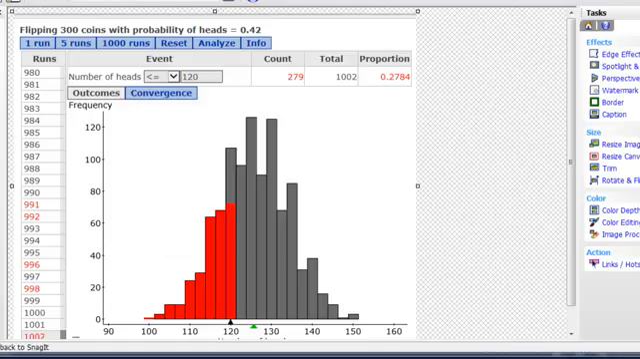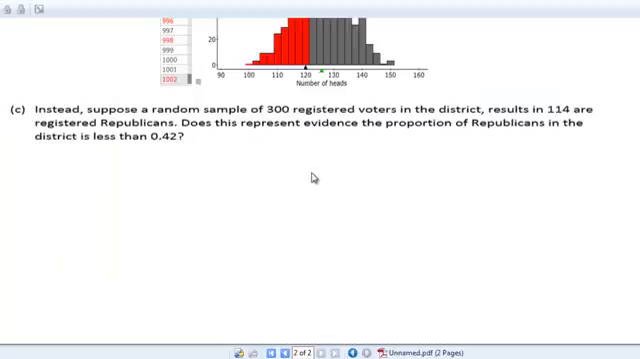All right, now let's change the scenario. Now suppose a random sample of 300 registered voters in the district results in 114 that are registered Republicans. 114, not 120. So now my p-hat is 114 out of 300. What does that work out to? This is 0.38 on the nose.